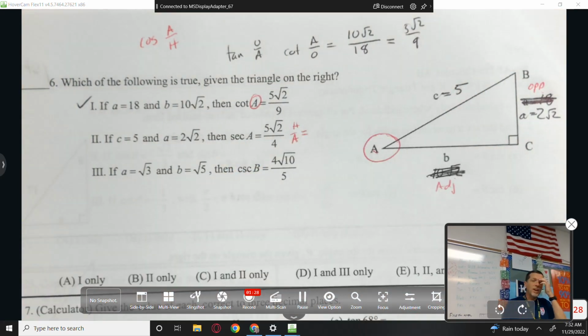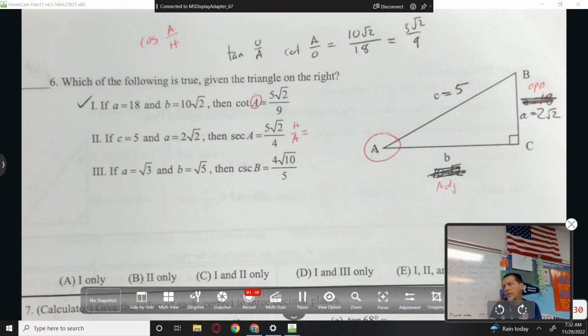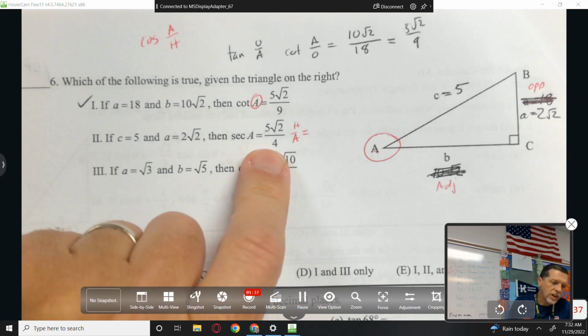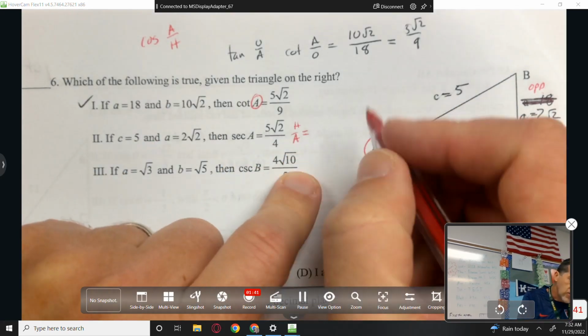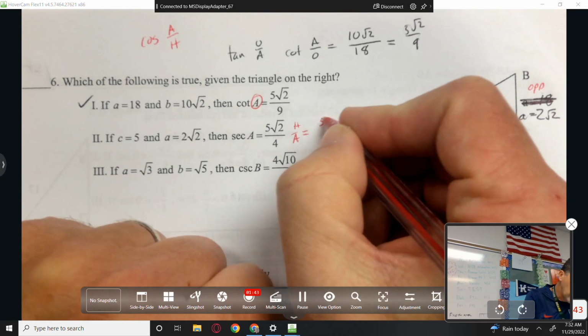Again, I don't memorize the weird ones, the new ones. I really don't have those memorized. I only have their partners memorized, and then I flip it. So cosine is A over H, which means secant is H over A. So H is 5, the hypotenuse.